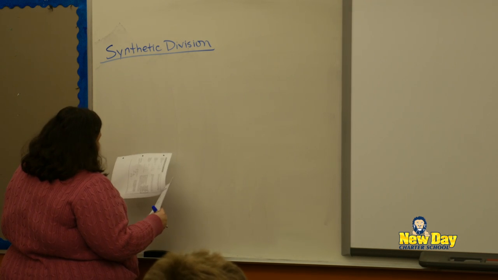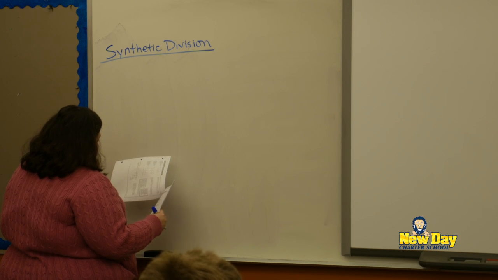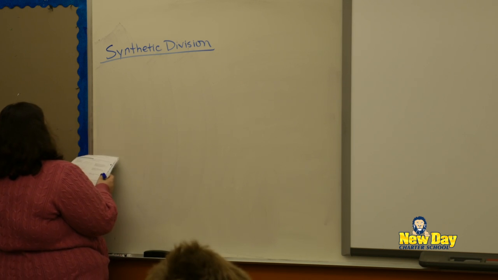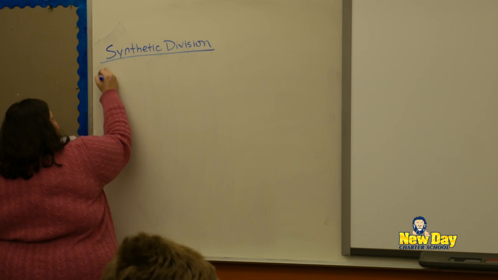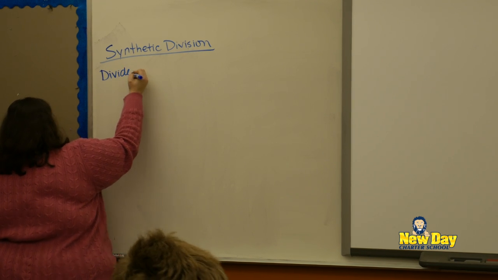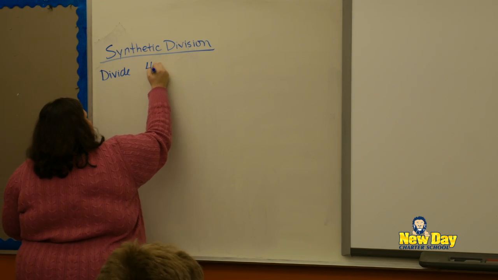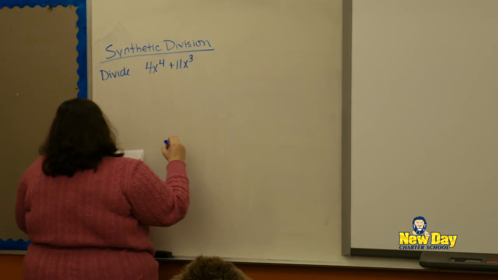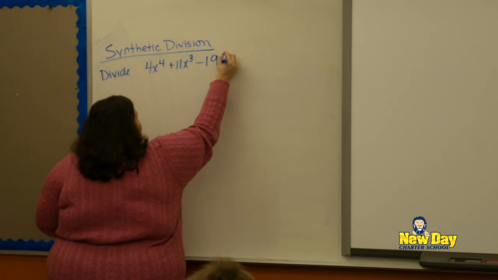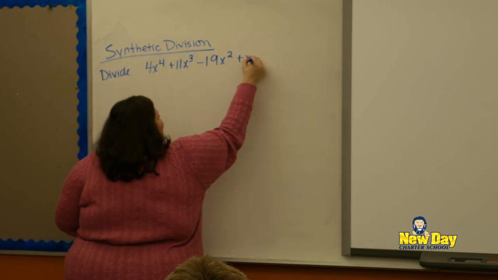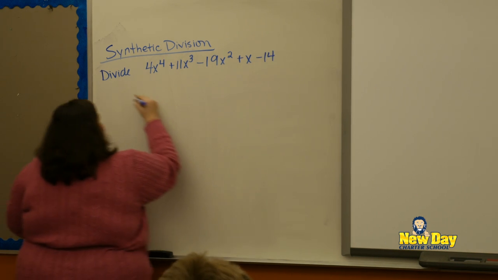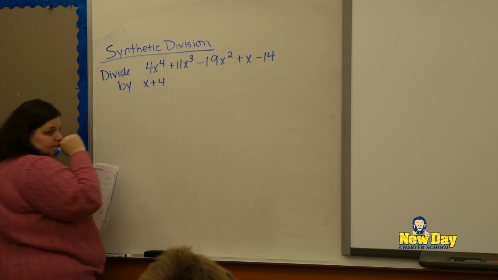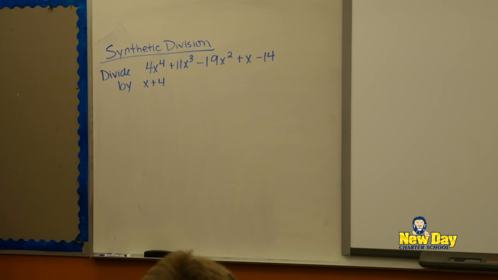So, what we're going to do is we're going to divide 4x to the fourth plus 11x cubed minus 19x squared plus x minus 14 by x plus 4. Okay?